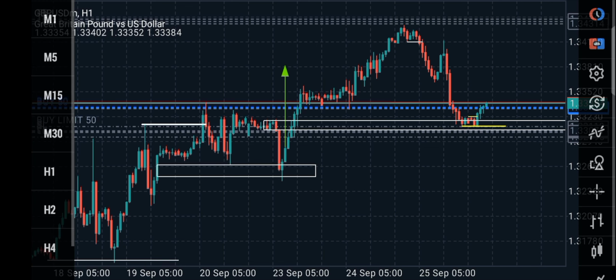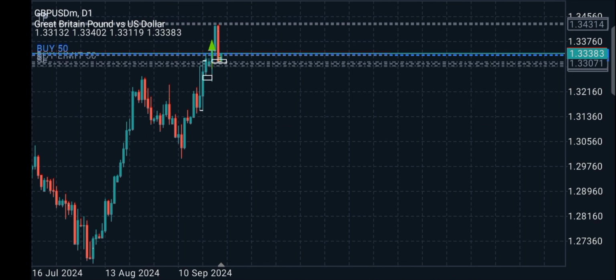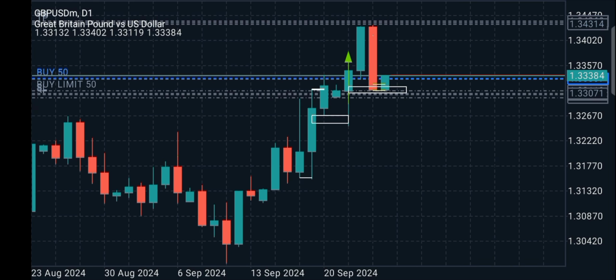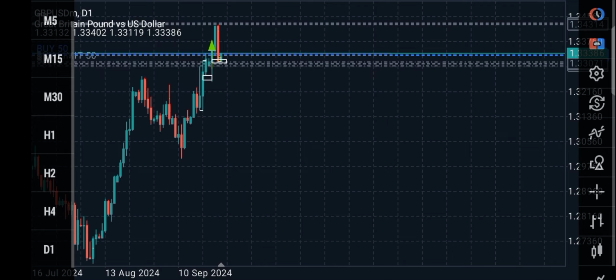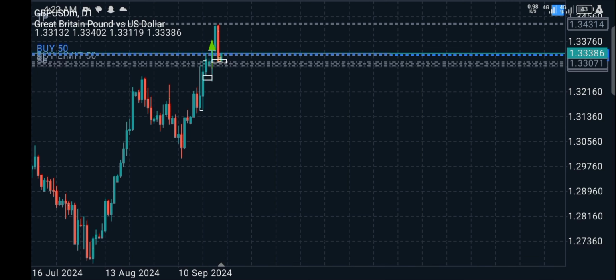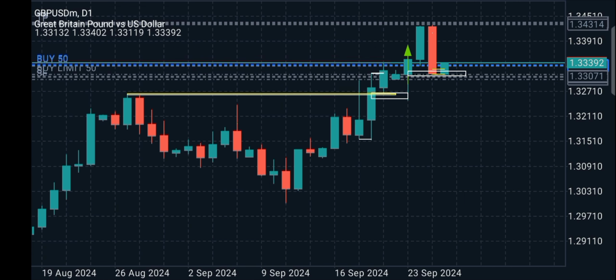So this is it. If you look at the daily time frame, we just know that we are bullish, and you can see we had a break of structure here, guys. This is more like the most recent structure we have here, which is this BOS on the daily time frame.